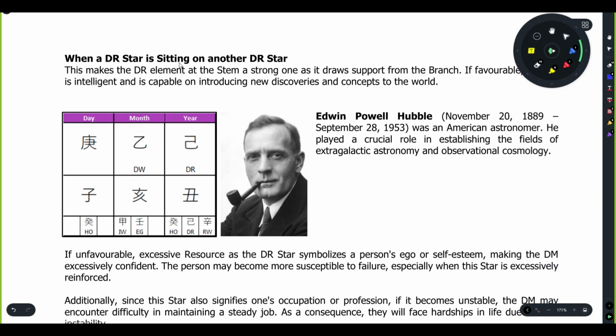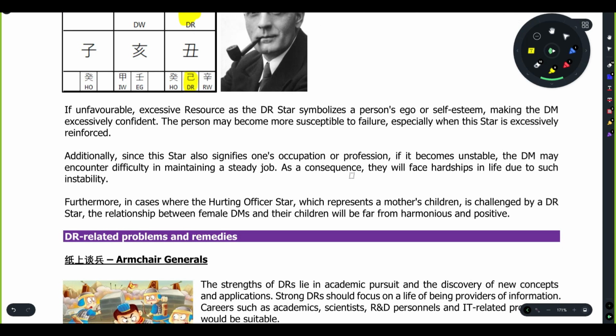And so here we have a Keng Day Master, Edwin Powell Hubble of the Hubble telescope, the astronomer who established fields in astronomy. We have a direct resource sitting on direct resource, representing a very strong direct resource Day Master. Alright, so these are looking into what direct resource is sitting on.